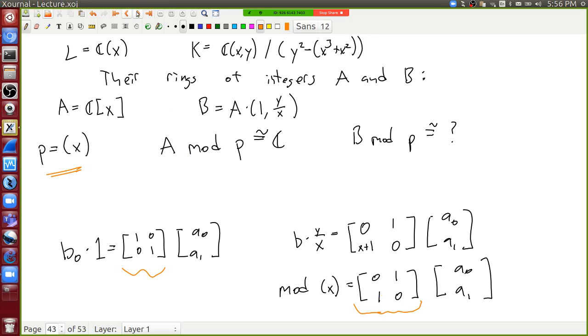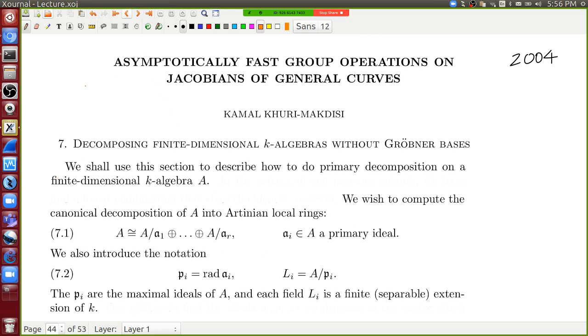And why is that a good thing? Because we've got algorithms to handle this. This is from a 2004 paper. This is the algorithm that is implemented in Sage, decomposing finite dimensional K algebras without using Gröbner bases. I've seen you can do it with Gröbner bases. What we want to do is we have a finite dimensional K algebra. That's what we just constructed, and we want to decompose it.